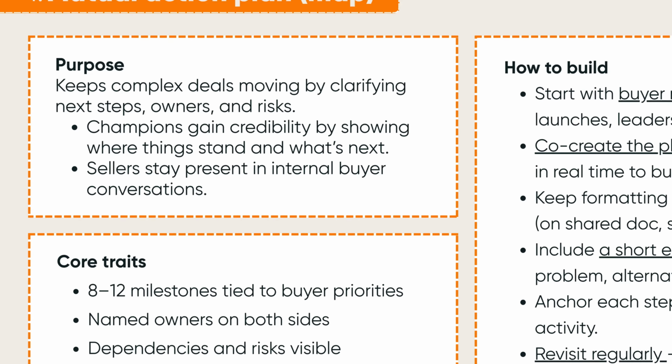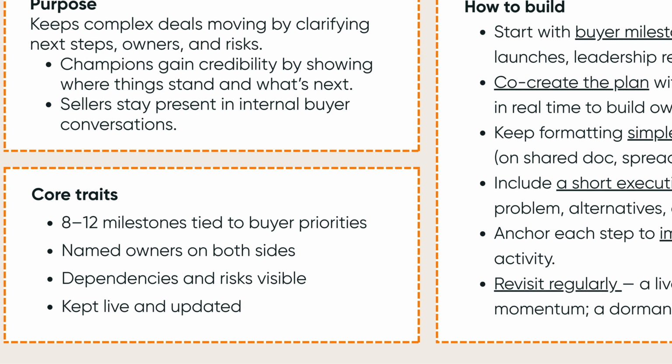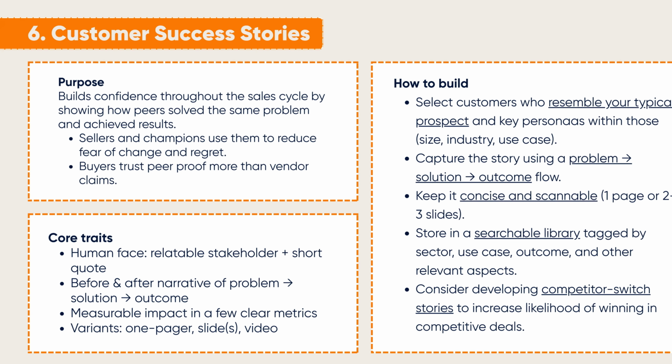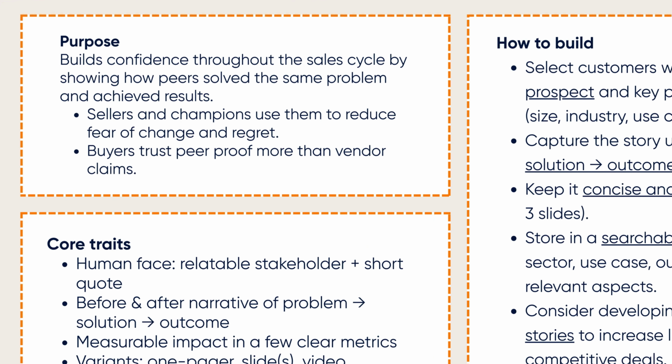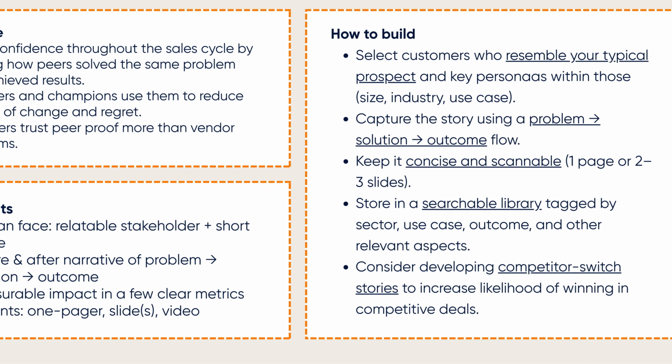A minimum viable mutual action plan might contain 8 milestones, named owners, target dates, any dependencies, and the current status of things. A customer story may be 1 page showing the customer situation, what changed thanks to utilizing your solution, and 2 or 3 credible results. This is enough to test whether the asset could help the conversation.